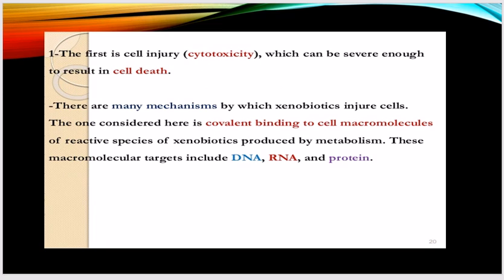The first is cell injury, that is cytotoxicity, as I have already described in the previous slide, which can be severe enough to result in cell death. There are many mechanisms by which xenobiotics produce cell injury. The one considered here is the covalent binding to cell macromolecules of the reactive species of the xenobiotics produced by metabolism, and these macromolecular targets include DNA, RNA and different proteins.